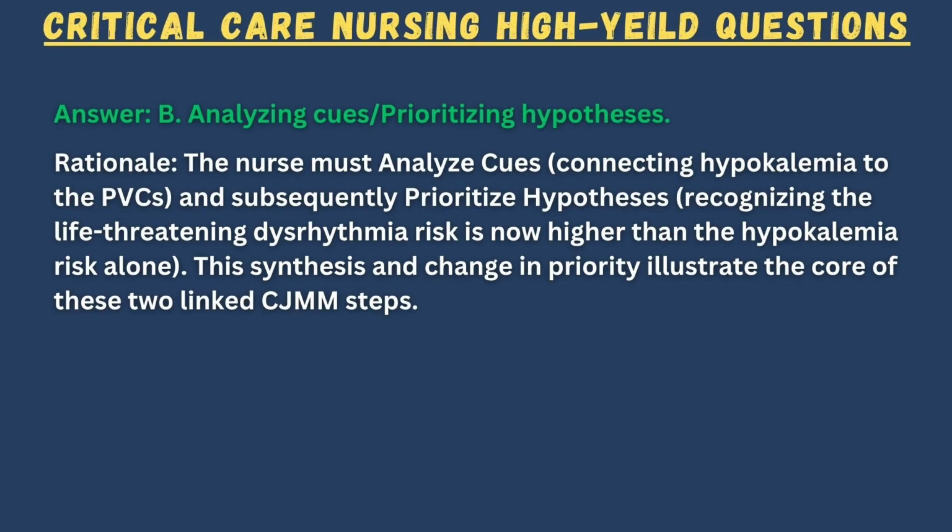Rationale: the nurse must analyze cues connecting hypokalemia to the PVCs and subsequently prioritize hypotheses, recognizing the life-threatening dysrhythmia risk is now higher than the hypokalemia risk alone. This synthesis and change in priority illustrate the core of these two linked CJMM steps.